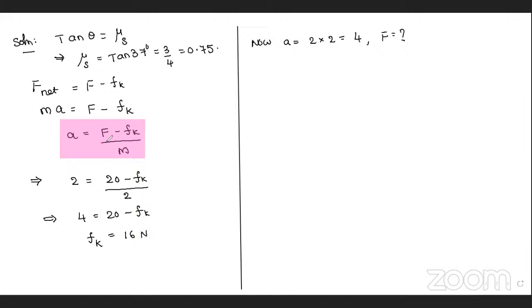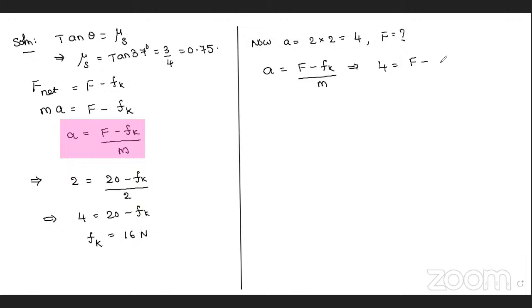Okay, then we check. Our formula is a equals (F minus Fk) by m. Lakshmi Gayatri only has to check. 4 is equal to F minus Fk.